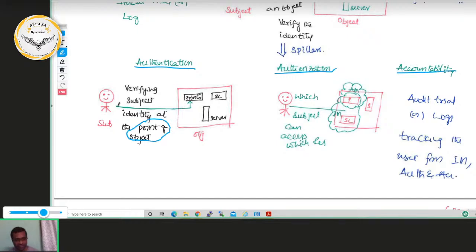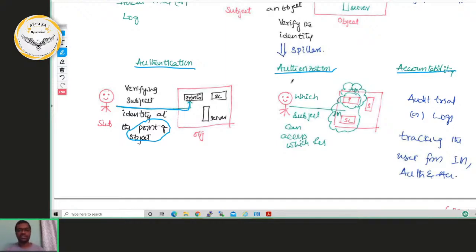That means once a subject enters into object space, for example, I want to use the printer. At the printer, before I use it, it will again verify at the point of object whether the subject is an authenticated user or not. So it is the second level of security. The first level is identity management, the second level is authentication. Authentication is verifying the subject's identity at the point of object.